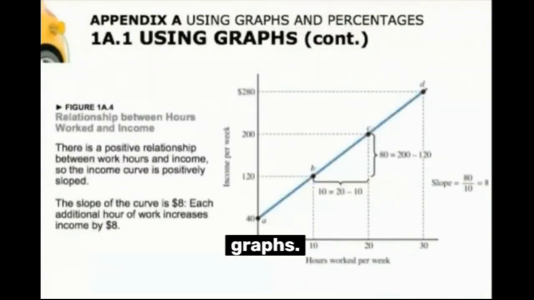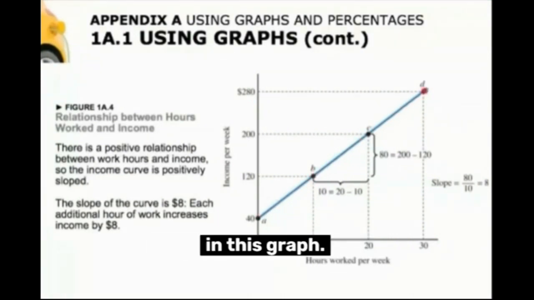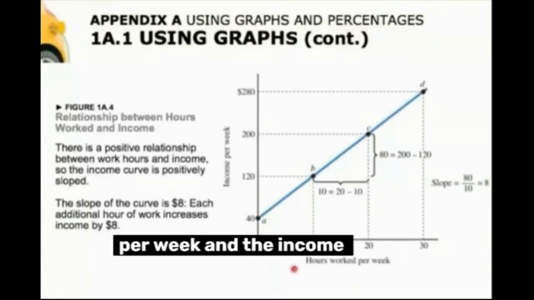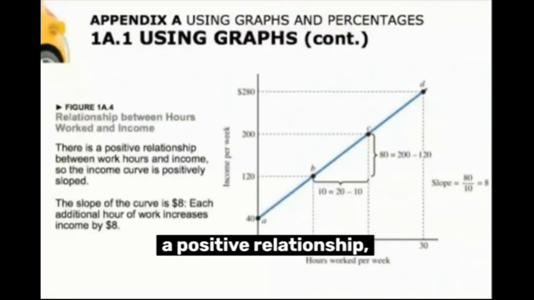So we're going to look at lots of what are called linear graphs. A linear graph is any line which has a constant slope or is a straight line. In this graph, we're looking at the relationship between the hours worked per week and the income earned per week. Now, there's a number of things that you should notice about this type of a graph. Well, first of all, this is a positive relationship, meaning an increase in the hours worked increases your income. You know that because this graph points upward.